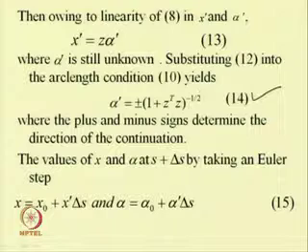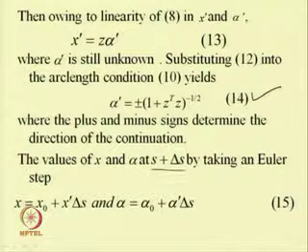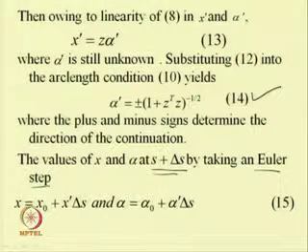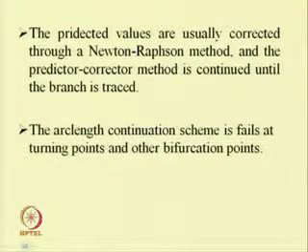The values of x and alpha at s plus delta s can be determined by taking an Euler step. So, x equal to x 0 plus x dash delta s and alpha equal to alpha 0 plus alpha dash delta s. So, the next iteration value we can obtain in this way, and by using this arc length technique one can find the continuation. The predicted values are usually corrected through a Newton-Raphson method, and the predictor corrector method is continued until the branch is traced.